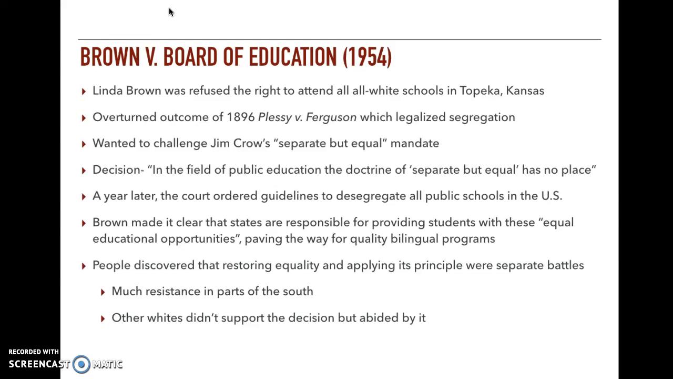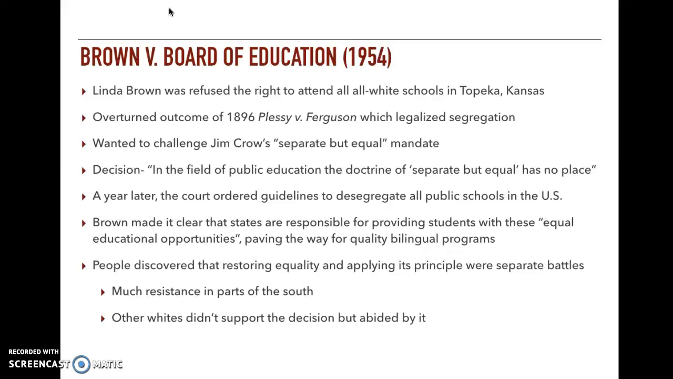In 1896, the Supreme Court ruled, following Plessy v. Ferguson, that segregated public facilities were legal, as long as the separate facilities for both blacks and whites were equal. Oliver Brown filed a lawsuit against the Board of Education of Topeka, Kansas in 1951 after his daughter Linda was denied the right to attend any of Topeka's all-white elementary schools.